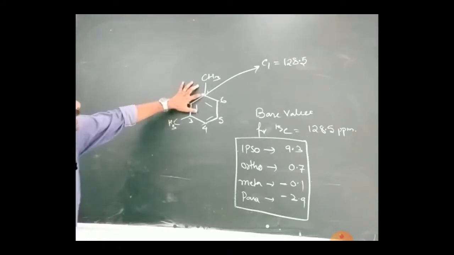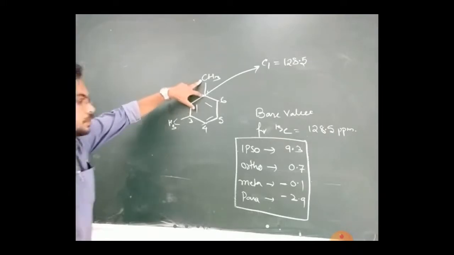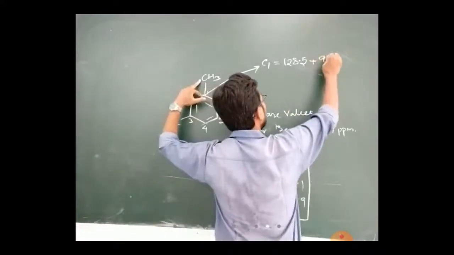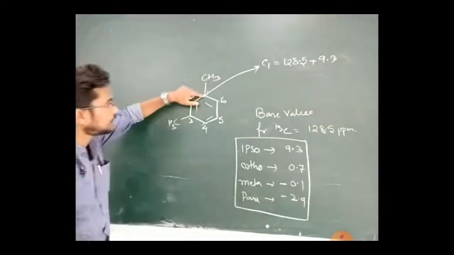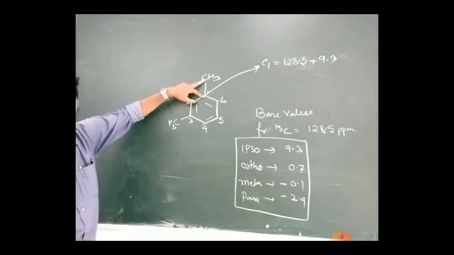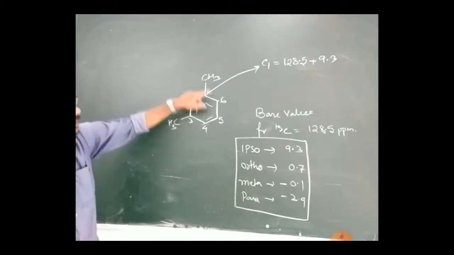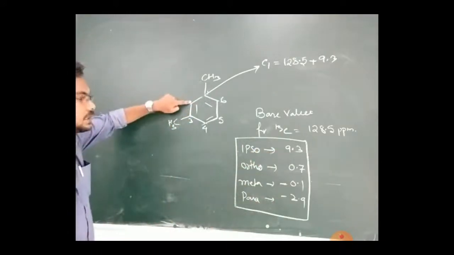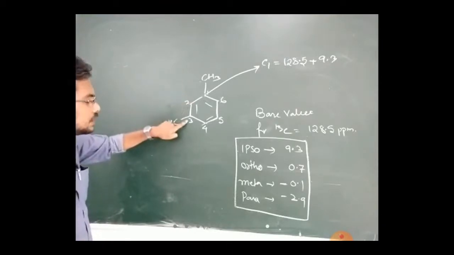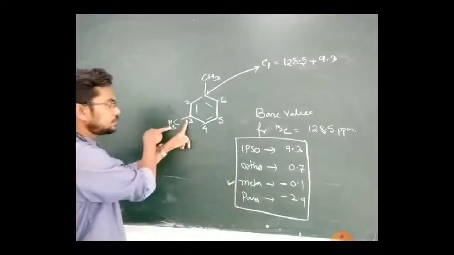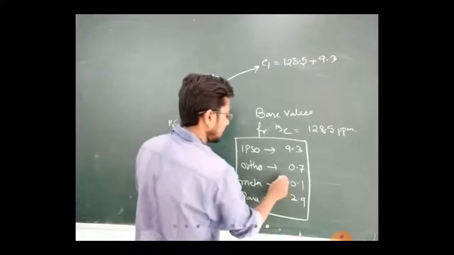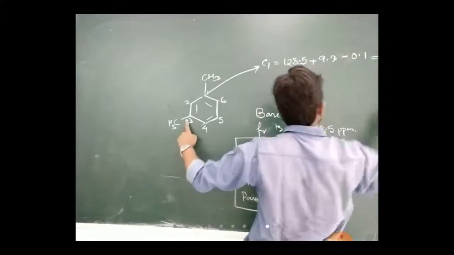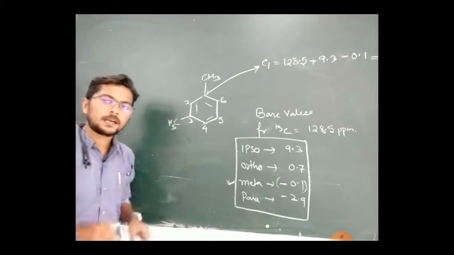Sorry, this is the first carbon, and this carbon has a substitution at the ipso position. So if a substitution at the ipso position is there, you have to add 9.3. This position is called your ipso position, and the value is already given, it's 9.3. Then for the ortho position there is nothing, no substitution. For the meta position there is a substitution, so this will be minus 0.1, and then you get the value. So this will be the value of your peak.